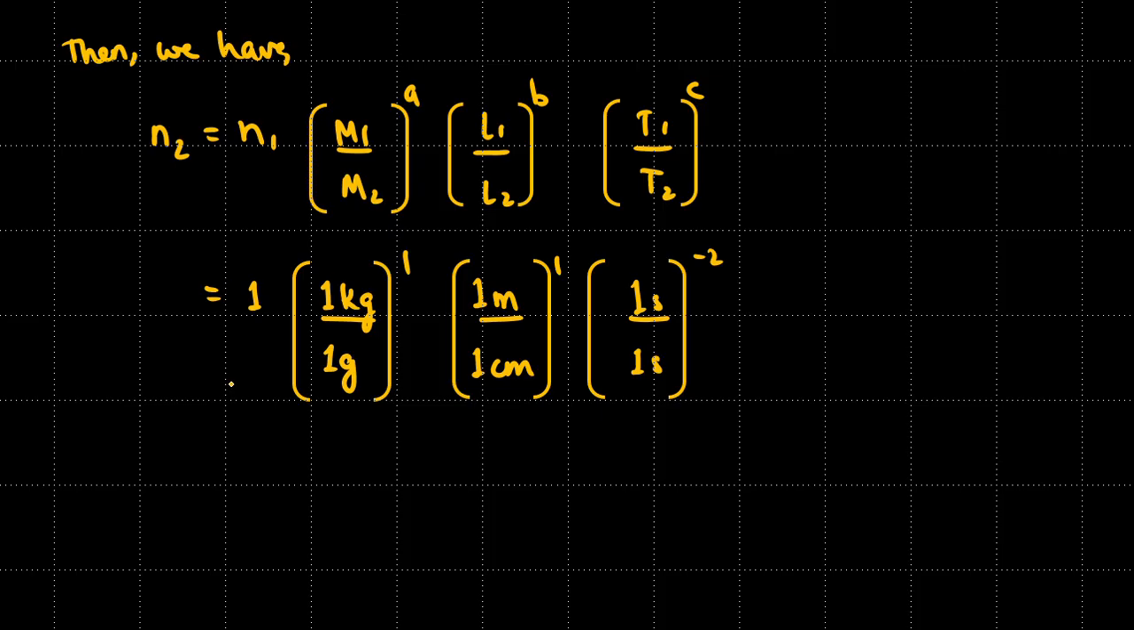Now, since kilogram and gram are not the same thing, we have to convert kilogram into gram. How we are going to do it is 1,000 gram divided by 1 gram to the power 1. Similarly, 100 centimeter divided by 1 centimeter, and 1 second.